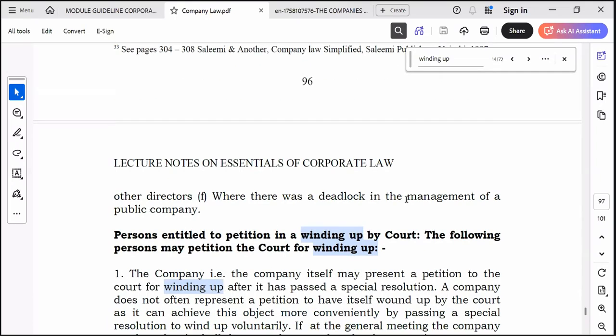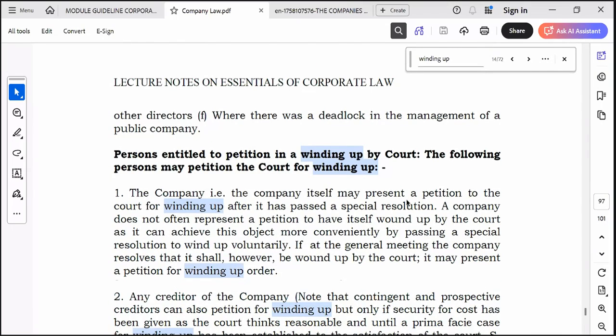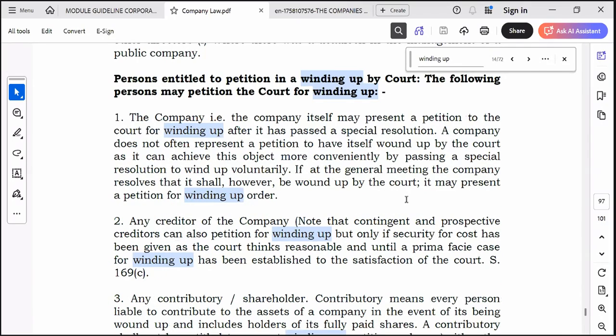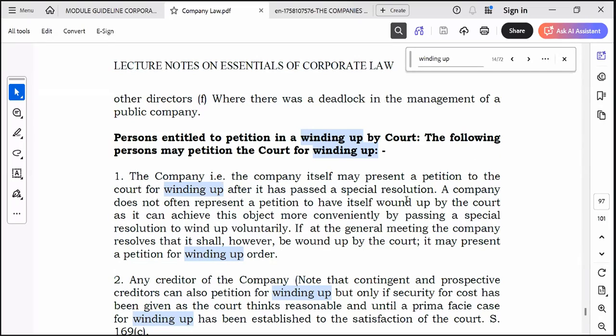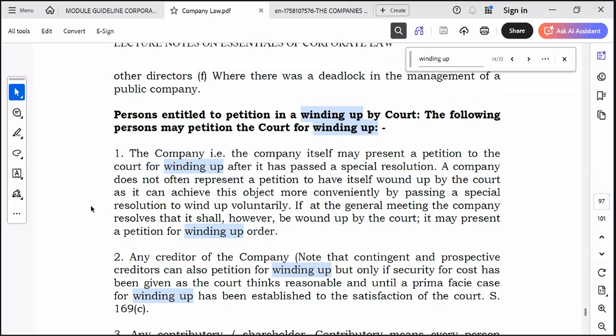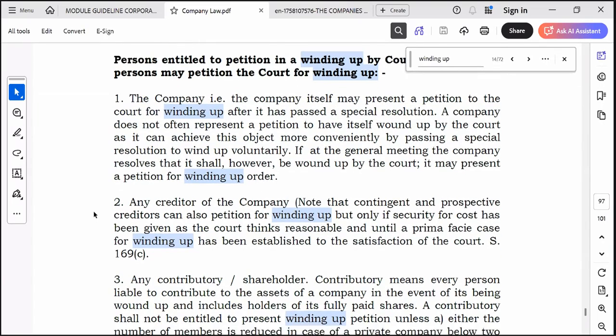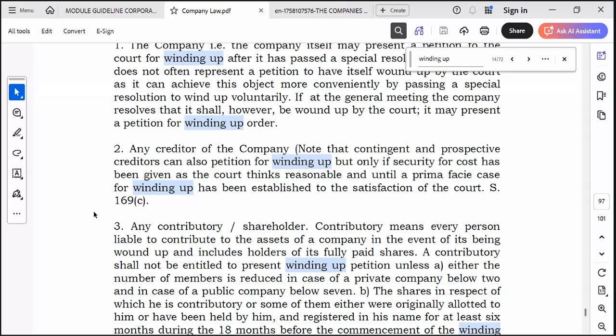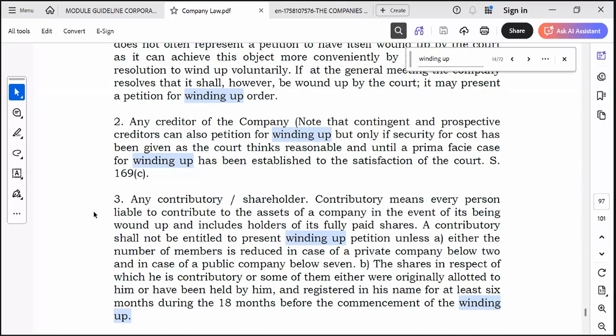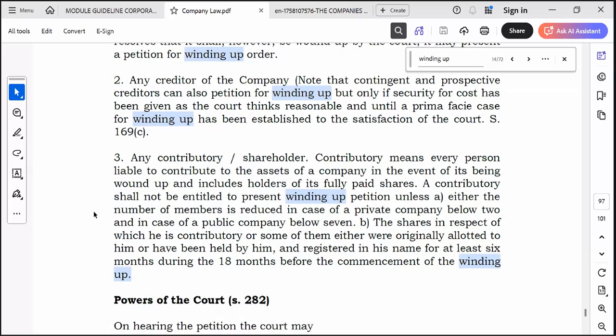So now, what you see here, there are people who will be entitled to go to the High Court. We've said it is the High Court if it is not a single shareholder company. So the law says it is the company itself which may present a petition to the court of law if it wants to wind up. Or it can be any creditor of the company who will present, or any contributor or any shareholder.